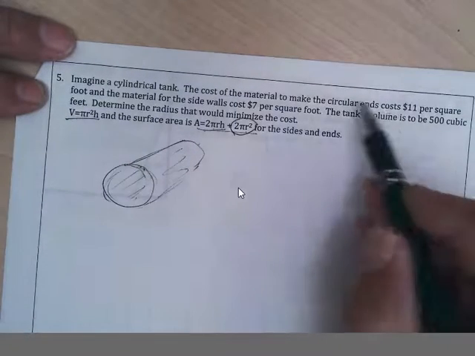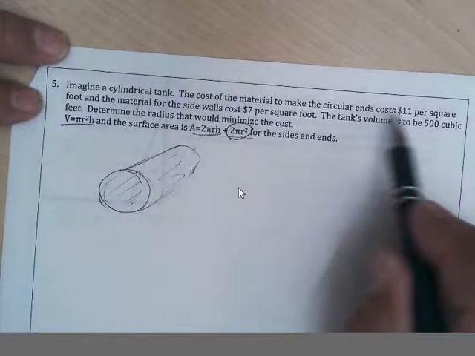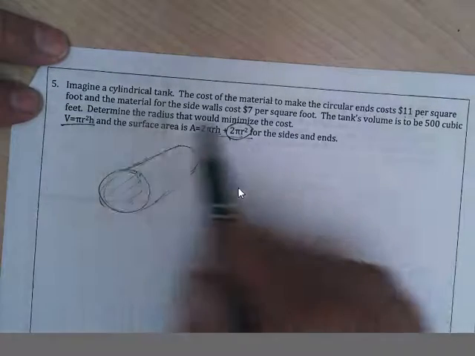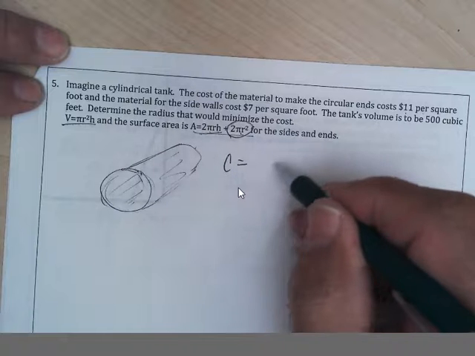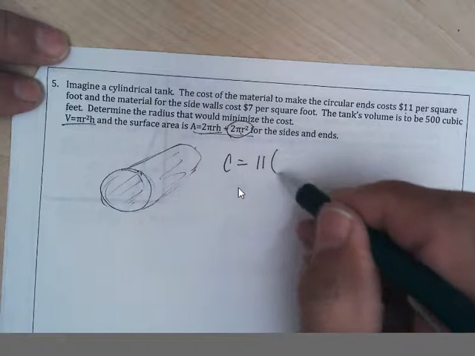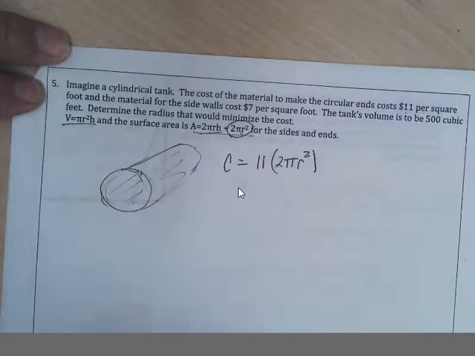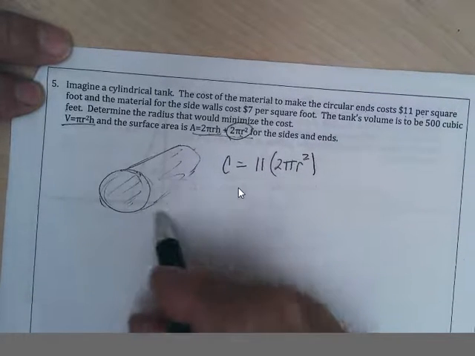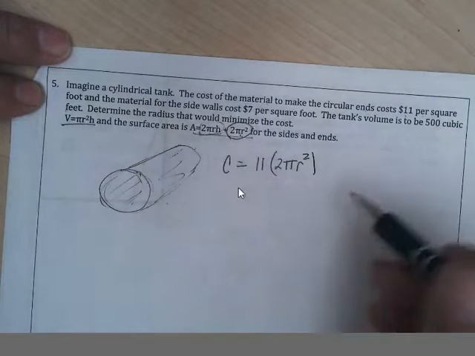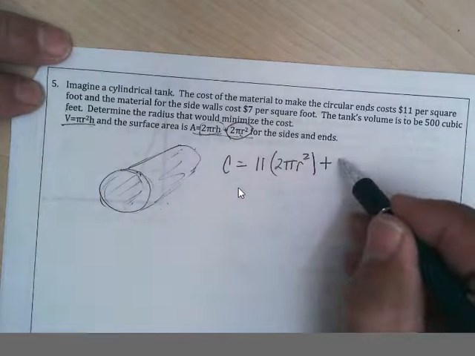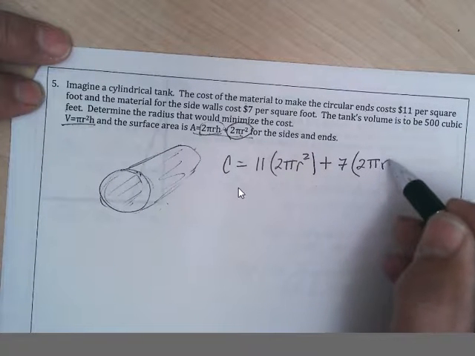And if the material to make the ends is $11 per square foot, and this is how many square feet, the cost for the ends is going to be 11 times 2 pi r squared. And the cost for the side, since it's $7 per square foot, and this is the square footage, it's going to be plus 7 times 2 pi r h.